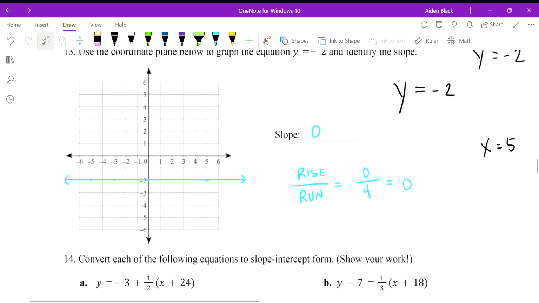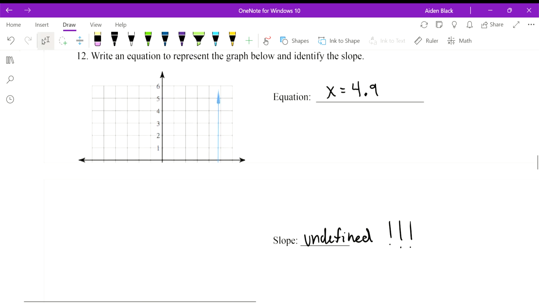Notice with the previous question, they give you, well, this is chopped off. It's a vertical line, and it looks like it's just before where x equals 5. So I wrote x equals 4.9 is the equation. And so no matter what value I plug in for y, notice that x is always 4.9.